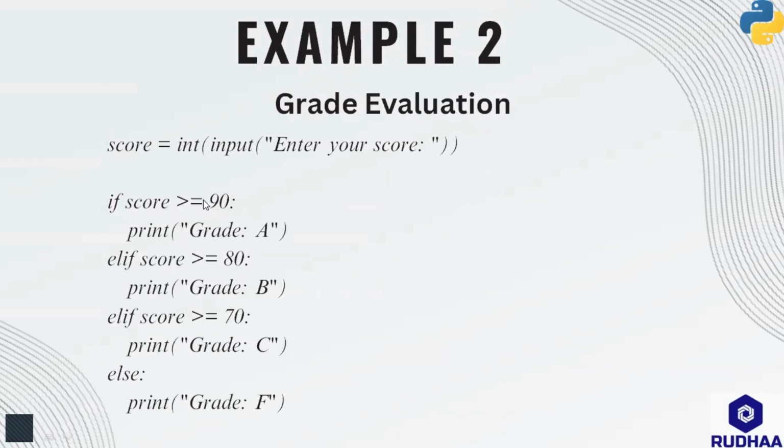So if the score is greater than or equal to 90, A grade, 80 means B grade, 70 C grade, else print as F. So you have to get the score as an integer input. So after getting the score, it will check these conditions. If this condition is true, it will stop here. If this condition is true, it will stop here. If this condition is true, it will stop here in grade C. If all the three conditions are false, it will directly go to the else statement and that will be executed.